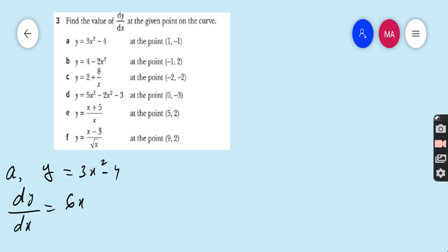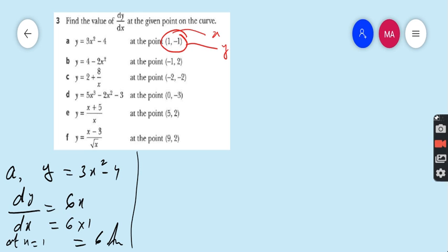Now the given point of part A is (1, −1). So the first value is x and the second value is y. Just put the value of x which is given in the point, that is 1. So at x = 1, 6 times 1 is 6. So our final answer is 6.